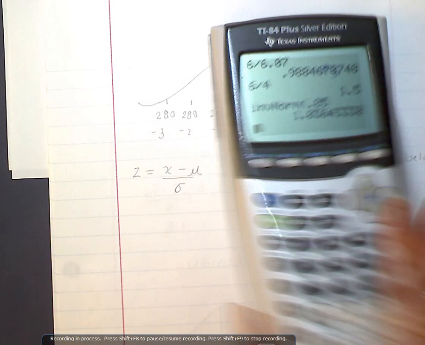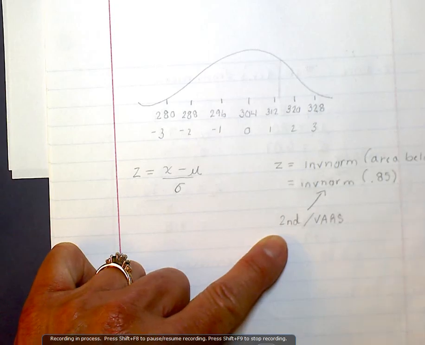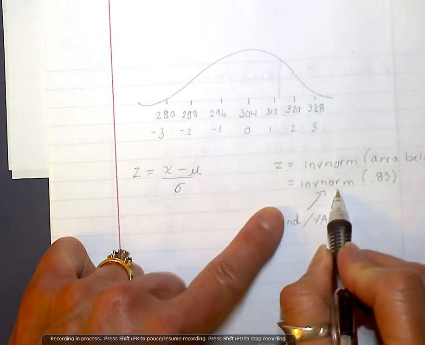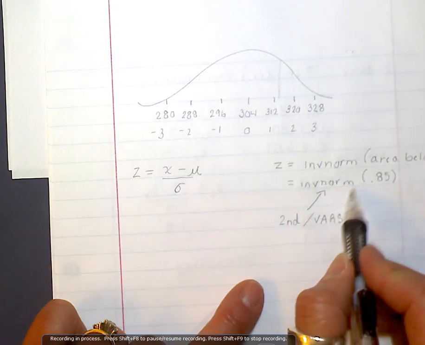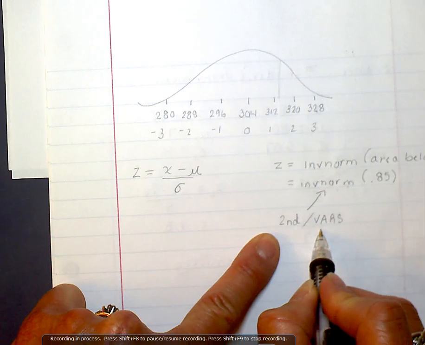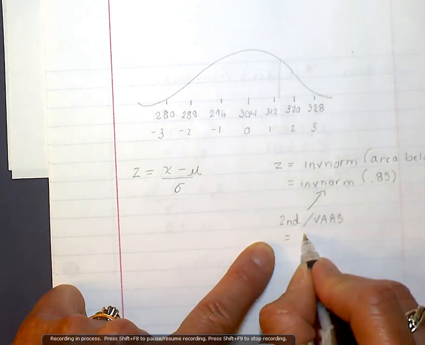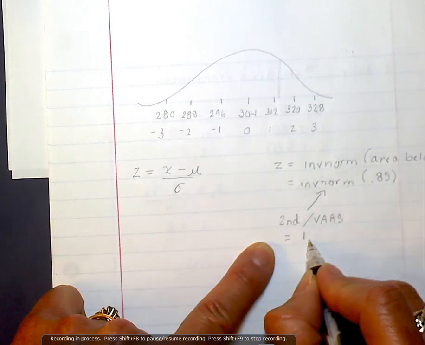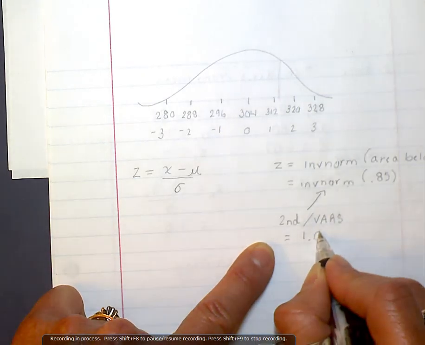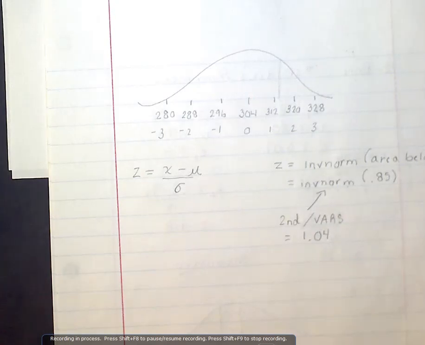I wrote it here in my notes. I'd write it down in your notes as well, just because this is new. You've probably never gone to this button before. Inverse norm of area below: you can find inverse norm under second VARS, which is called the distribution menu. When we did that, we got a z-score. It's actually closer to 1.04. You can use 1.036 if you want, but I'll round it to the nearest hundredth because table A does as well.